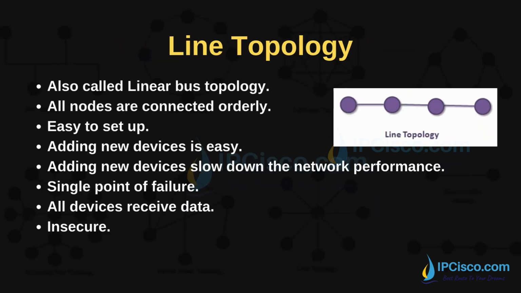Line topology is also called linear bus topology. In this topology, all the nodes are connected orderly like a line. The setup of these networks is easy. It is also easy to add new devices in these networks, but if you add new devices to this topology, this can slow down your network because it is using a shared media.